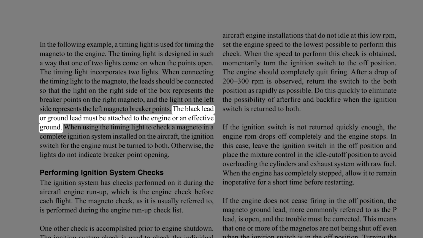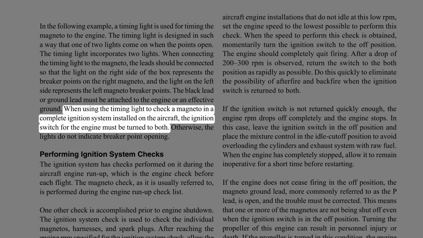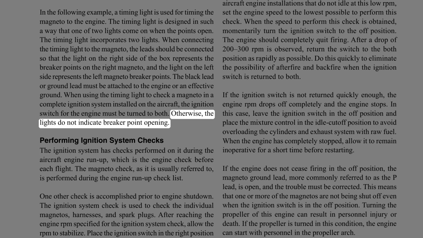The black lead or ground lead must be attached to the engine or an effective ground. When using the timing light to check a magneto in a complete ignition system installed on the aircraft, the ignition switch for the engine must be turned to both. Otherwise, the lights do not indicate breaker point opening.